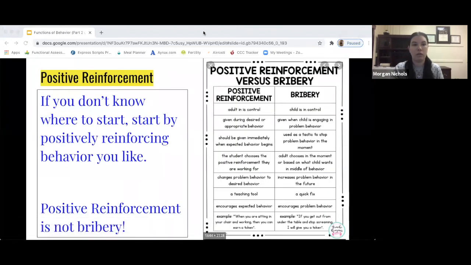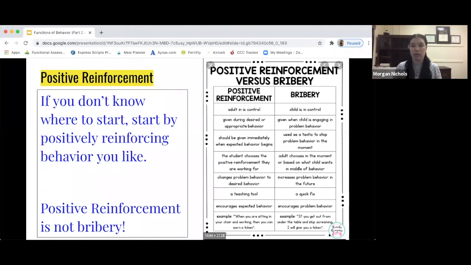I just wanted to talk really quickly about positive reinforcement. So, if you don't know where to start, you can always start by positively reinforcing behavior you like, which is giving praise to behavior you like, giving a treat for behavior you like, anything like that. But positive reinforcement is not bribery. It is certainly not the same thing, because with positive reinforcement, the adult is in control and it's a teaching tool. You're trying to change the problem behavior of yelling into the desired behavior of tapping you on your shoulder, right?